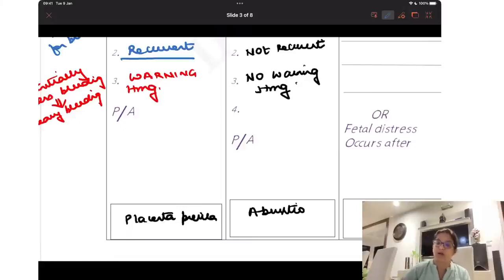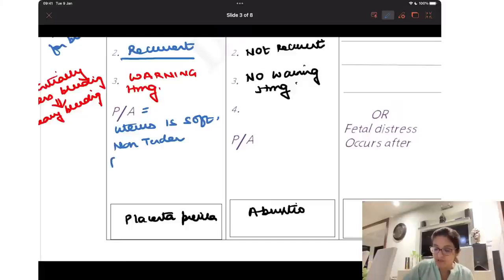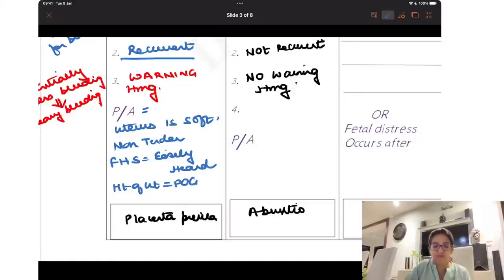In case of placenta previa, on per abdominal examination, uterus is soft, it is non-tender, right? Uterus is soft, it is non-tender. Fetal heart sounds are easily heard, right? And height of the uterus is equal to period of gestation, right?